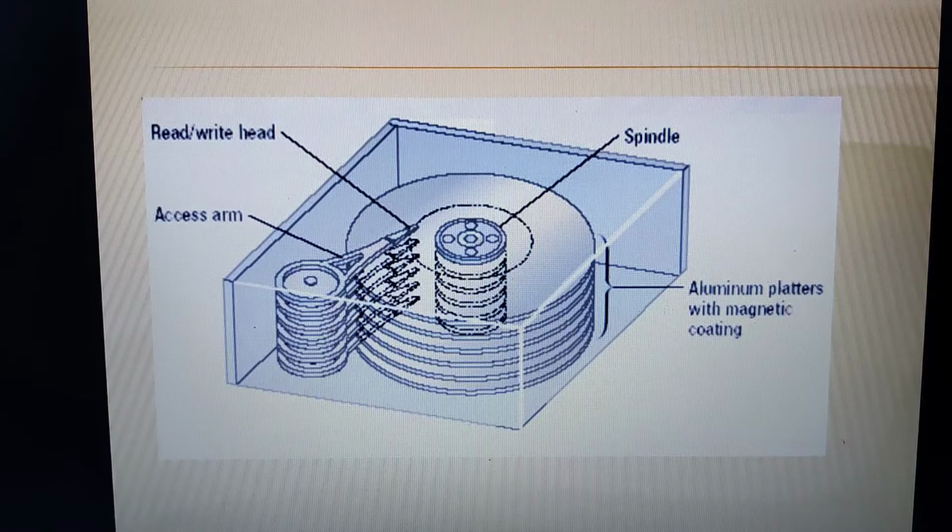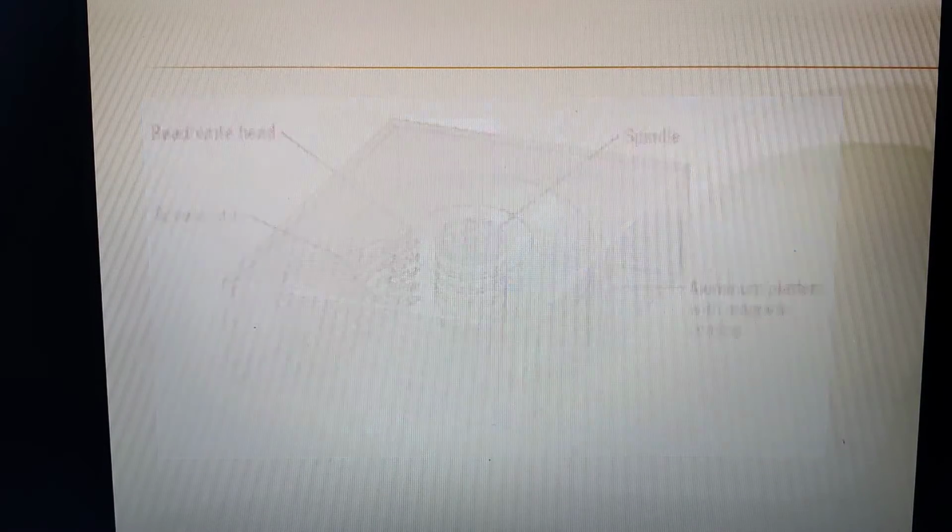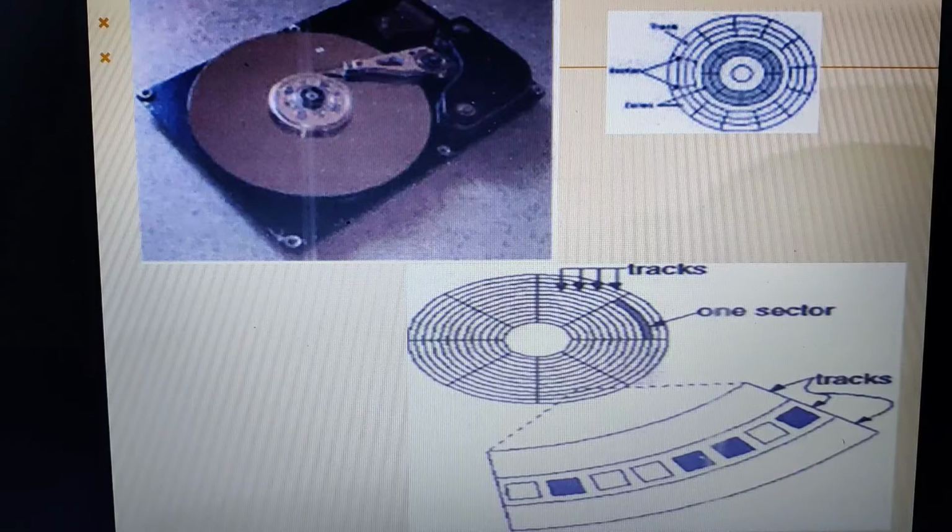Now let us see how the data is arranged on the hard disk. You can see this image. The data is arranged as a series of concentric circles, or concentric rings. So many rings we have, and each one of the rings is referred to as a track. The data is in the form of a sequence of pulses, which means zeros and ones.